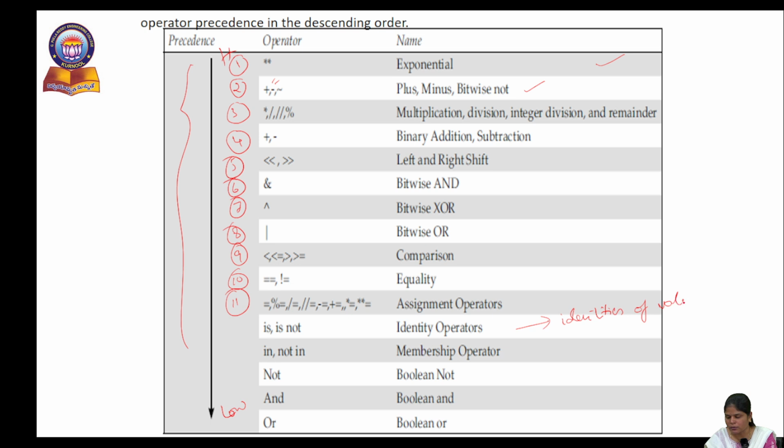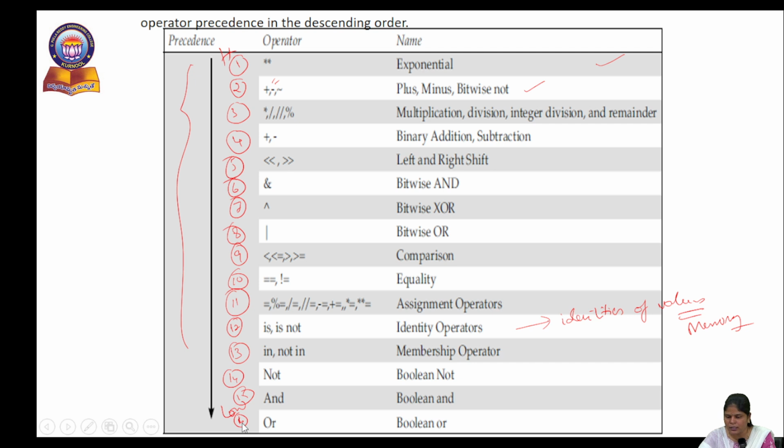The identity operators show the identities of values. These are mainly used with memory: the memory allocated for each variable in the program is specified by the identity operators. They are given the twelfth priority, and the membership operator is given the thirteenth. Boolean not is given fourteenth, boolean and is fifteenth, and the last operator, or, is given the least priority.